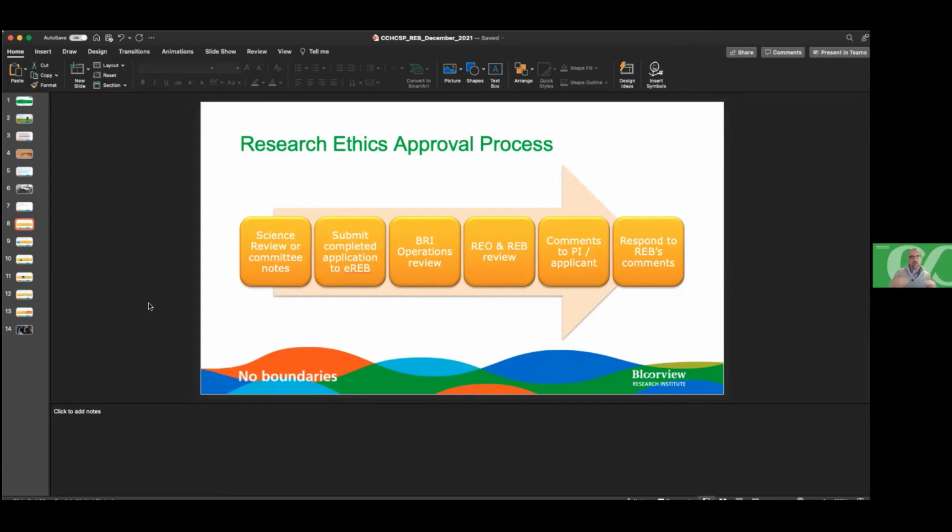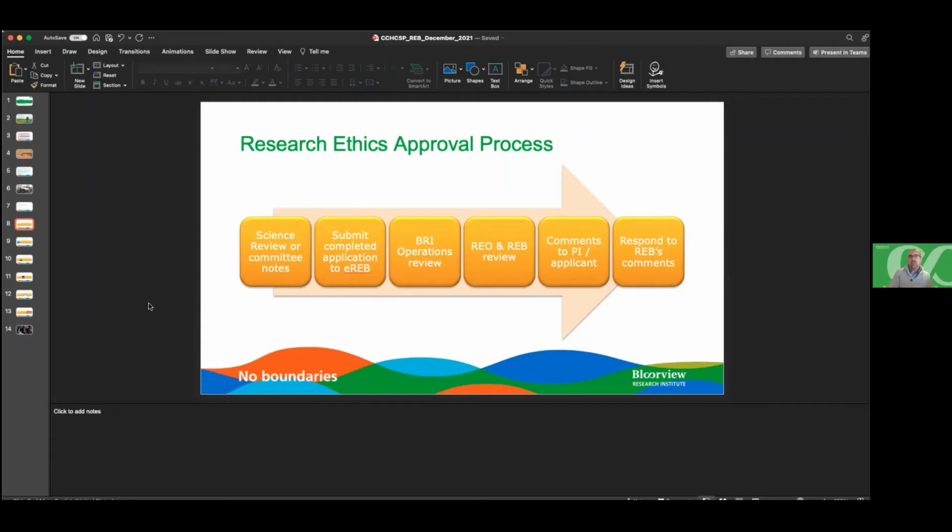That science review step happens outside of the REB process at our institution. So that's investigator-led. It's up to the investigator to seek out 1 or 2 scientists, depending on the size of the budget, which is how we drive it at our institution, as to whether or not you need 1 or 2 reviewers to look over the scientific protocol.